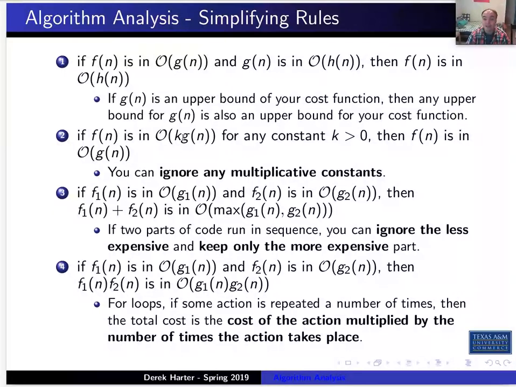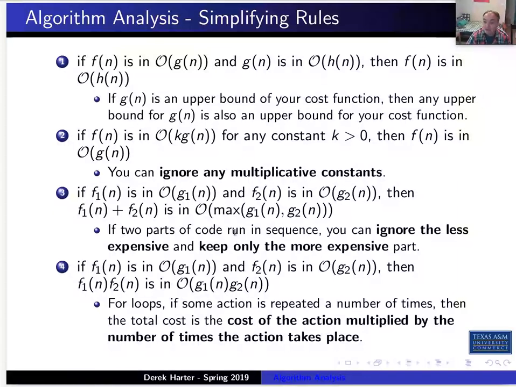So 2 says that if the function f, or your algorithm f, has a growth rate of k times g of n, then f of n just has a growth rate of g of n. You can effectively ignore multiplicative constants when you're talking about these asymptotic growth rates. Okay. The next one is that if f1 has some growth rate g1 and f2 has some growth rate g2, then f1 plus f2 is just the maximum of these. So you can ignore the less expensive one. Okay, so this is important.